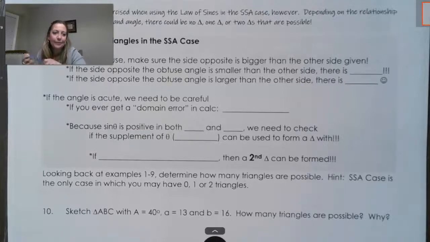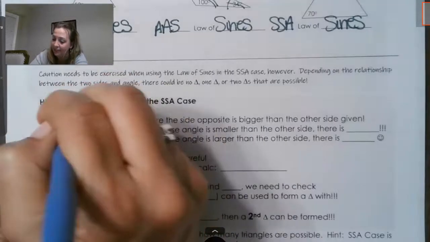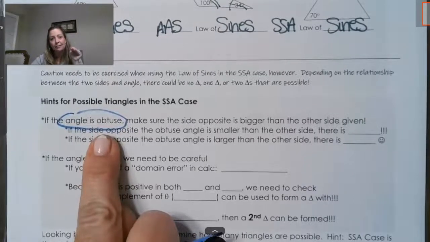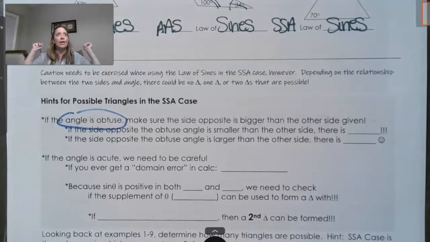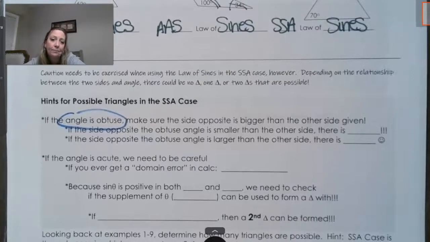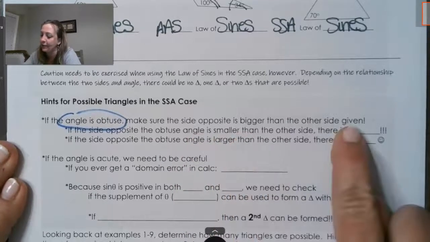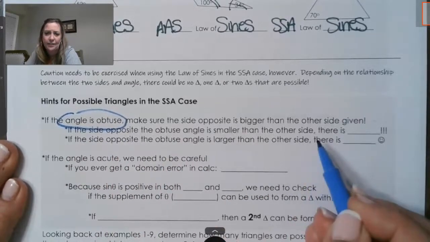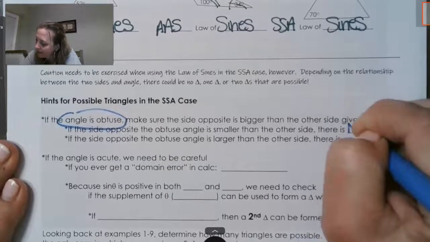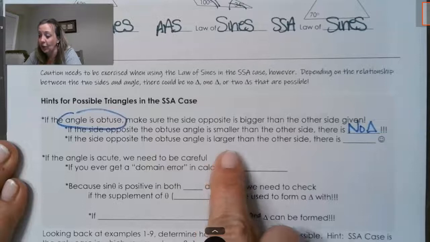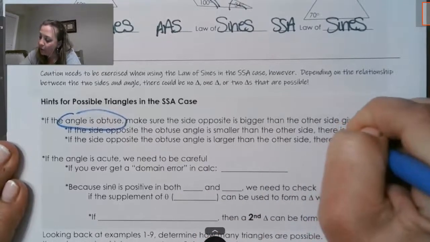Now, one option is that the angle they give us is obtuse. One thing we should have learned in geometry is that in a triangle, the largest angle and the longest side are across from each other. So if I have an obtuse angle, then the longest side should be across from that angle. So we're just going to make sure that the side opposite is bigger than the other side given. If the side opposite the obtuse angle is smaller than the other side, that doesn't make any sense. So that means there is no triangle. But if the side opposite the obtuse angle is larger than the other side, then there is 1 triangle.